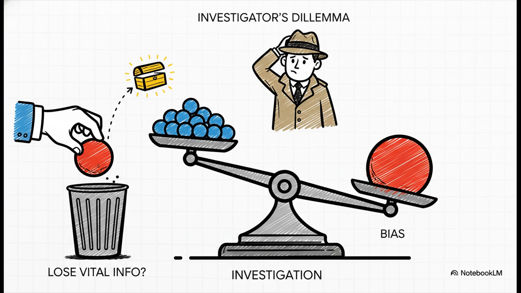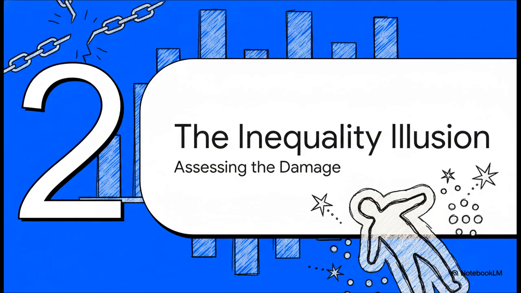What do you do? Do you throw out this extreme value and risk losing a vital piece of the puzzle? Or do you keep it and risk letting a single false lead poison your entire investigation? To really understand the stakes here, let's visit a crime scene where these outliers can cause maximum damage. The world of economic inequality.